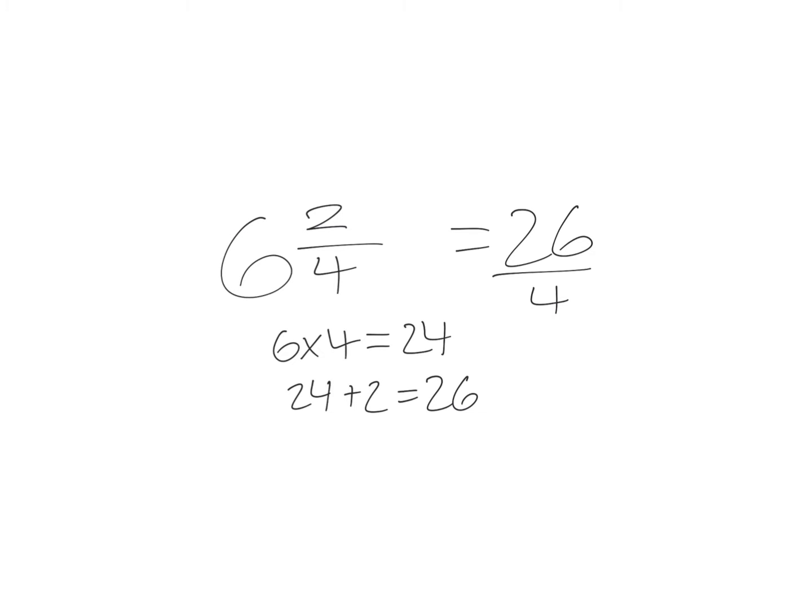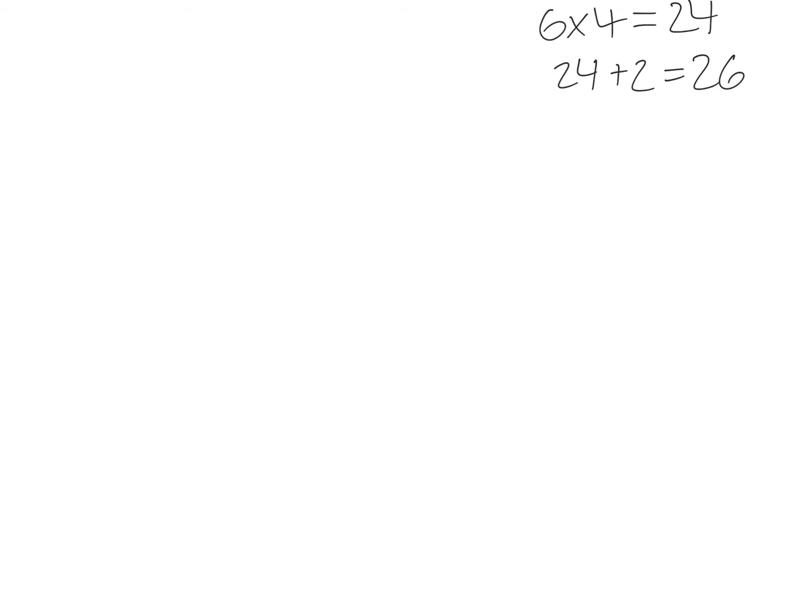So I'll do 6 2/4. All right, so I'll stop in 3, 2, 1. And boom. So right here, we see that I did 6 times 4 gives me 24. 24 plus 2 equals 26. And so my answer is going to be 26/4. Right? Awesome. So let's try one more on your own.